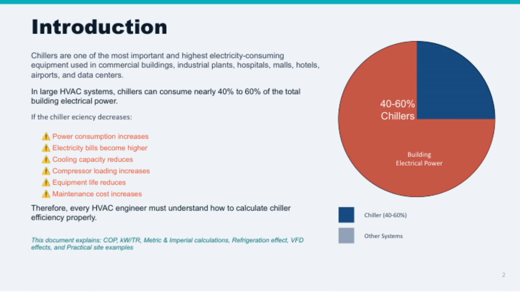In big HVAC systems, chillers can use between 40 and 60% of a building's total electrical power. They're some of the biggest energy users in places like hospitals, malls, airports, and data centers. Understanding this is key to smarter, more efficient cooling.